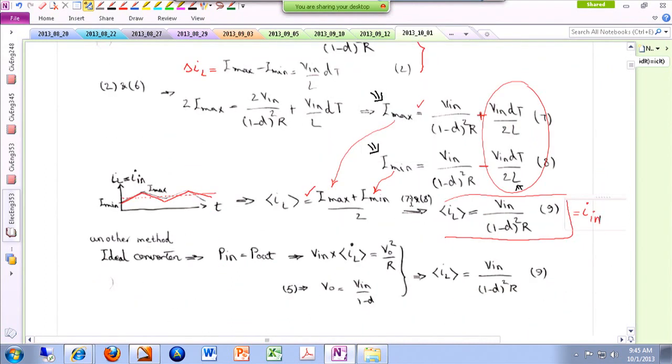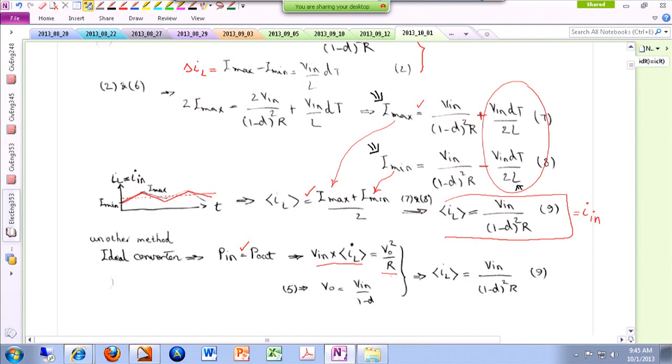Now there is another way of actually concluding this, and that is by comparing the input power and the output power. This is an ideal converter, so input power and output power, they're both the same. On the input side, we have a DC source, so the input power is V in, which is a DC voltage source value, times the average value of the source current, which is IL. So that gives me this expression. On the output side, again, we have almost a DC voltage level, which is V out. If I square that and divide it by R, that gives me the output power.